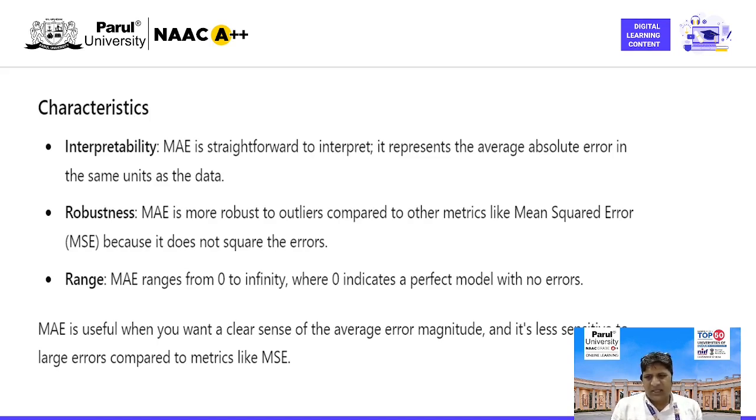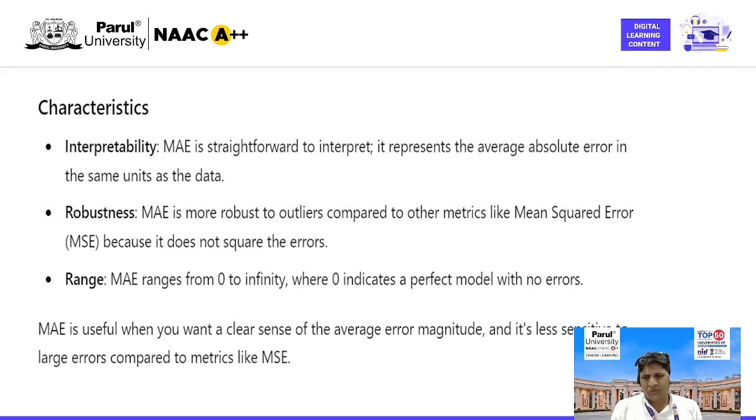The next one is range. MAE ranges from 0 to infinity. It means the difference between the actual value and the predicted value may differ. It may be from 0. If the actual value and predicted value are the same, then the difference is 0. If there is a difference, then it may vary from point to point. So 0 indicates a perfect model, meaning no error, because the actual and predicted values are the same. But if there is any difference, it indicates the accuracy of the model.